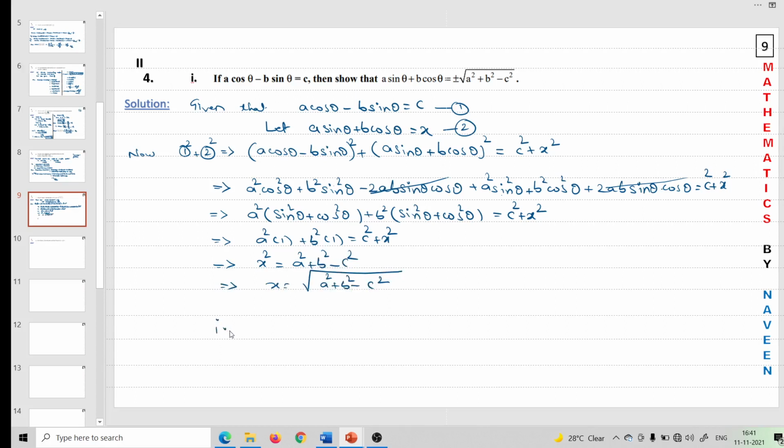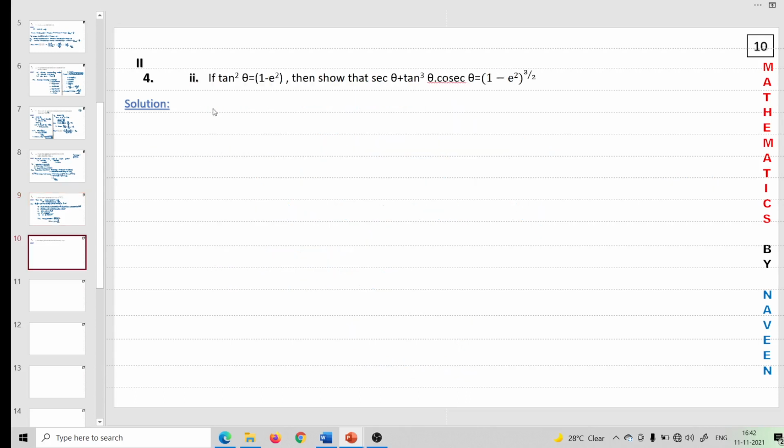What is the X value? From equation number 2, this one, A sin theta plus B cos theta is equals to square root of A square plus B square minus C square. Clear? Hence proved. Coming to the next problem.